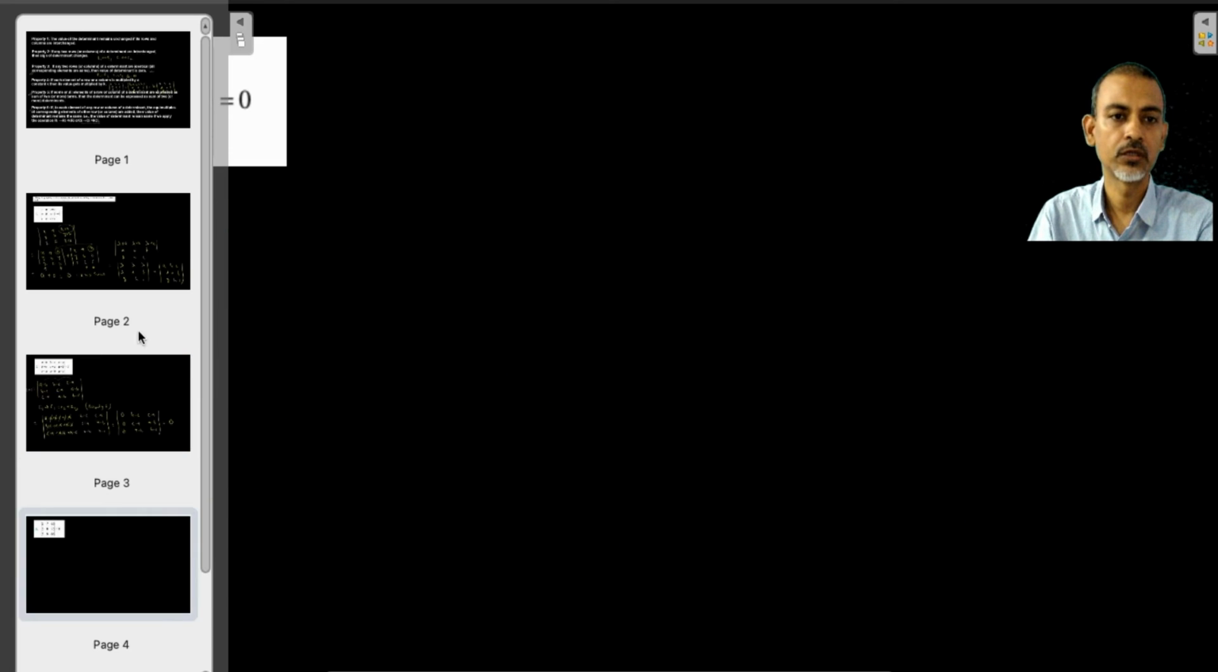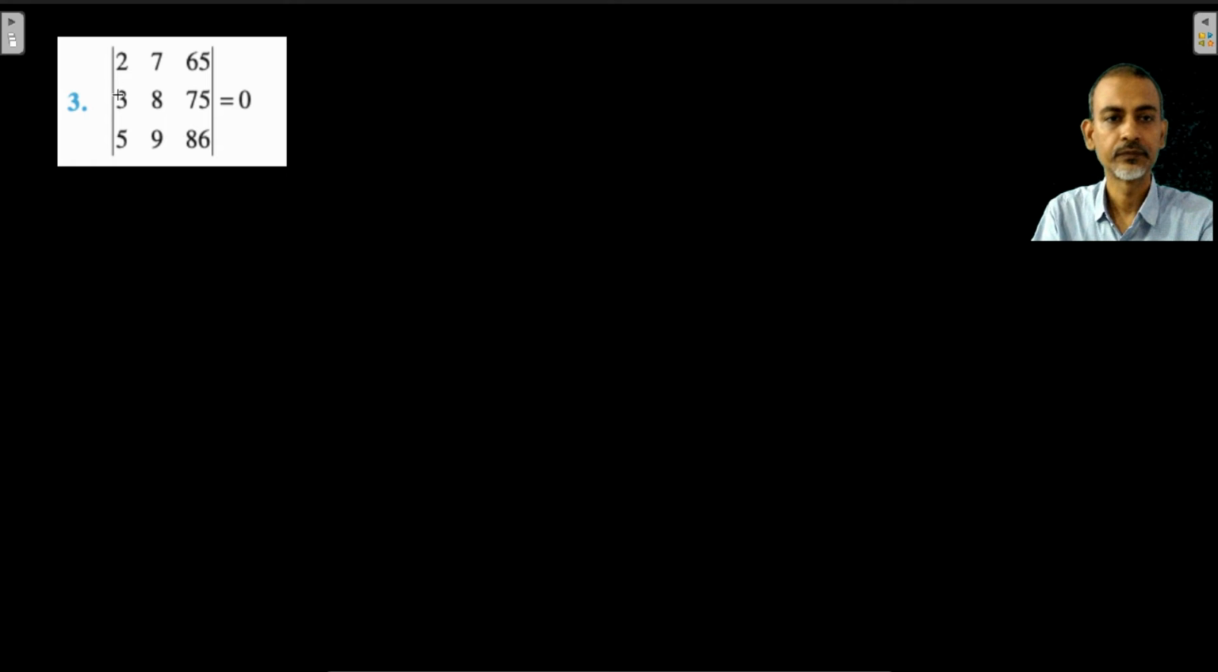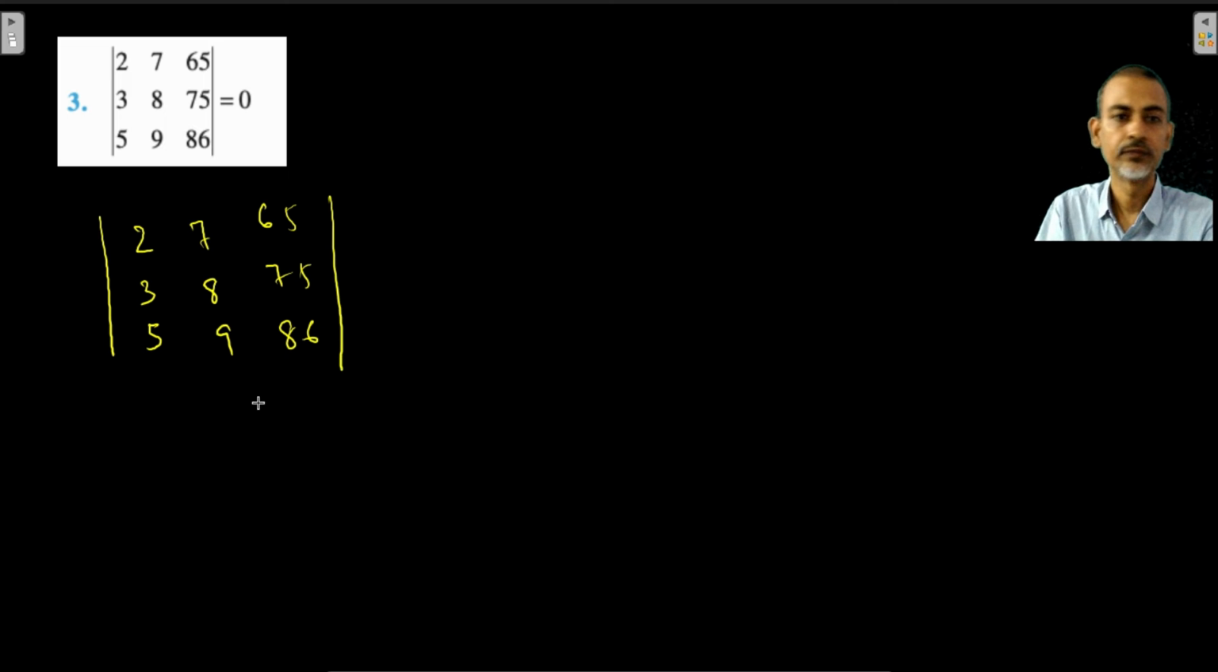Now come to the third one. Now the third one is having numbers. So you have got numbers and you have to observe it closely. So 2, 3, 5, 7, 8, 9 and then 65, 75, 86, right? Now in this one you have to observe it very closely and we have to prove it to 0. So looks like there will be one property which is going to be used. Maybe either the columns are going to be same or the rows are going to be same, right? So what we will do is we will observe this 65, 75, 86 closely and this one closely.